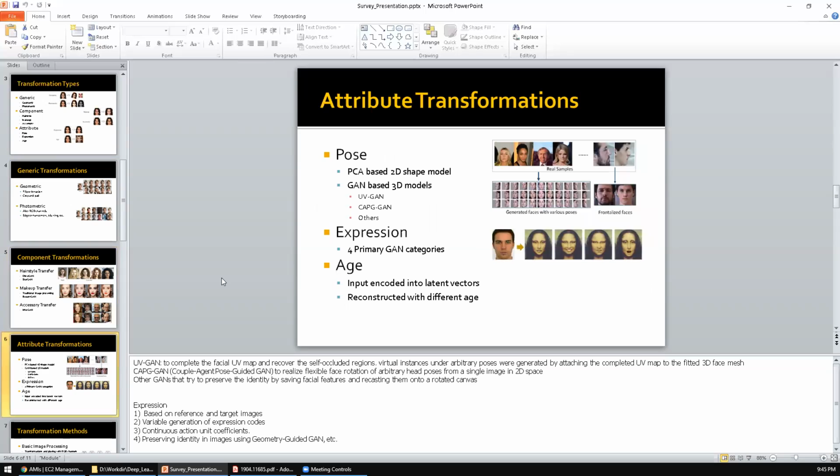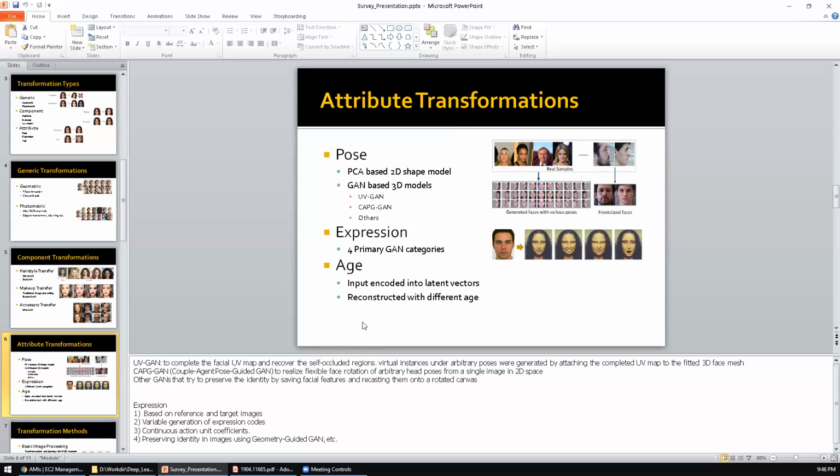Moving right along, pose transformations. There are traditional techniques which are PCA and 2D model shapes, and in these techniques you basically try to boil down the shape of a person's face into some fundamental latent variables, and then try to recast it in another side of their face. And then there are the GAN-based techniques where UV-GAN is used to complete the UV map and recover self-occluded regions.